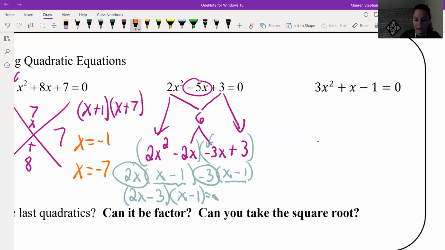Now, again, take that all the way to your answer. What should x equal? X should equal 3 over 2 and 1. And then the last one.